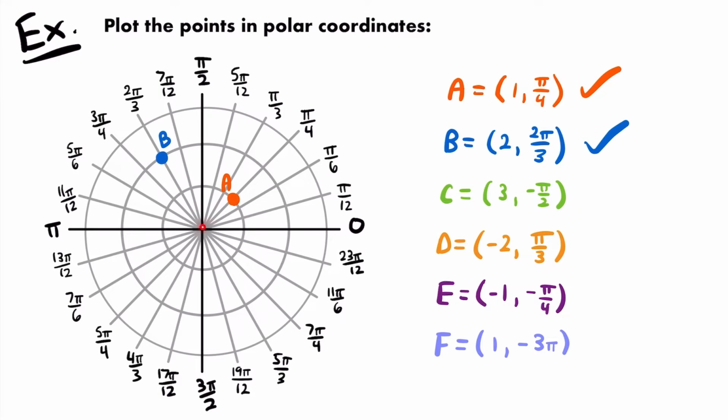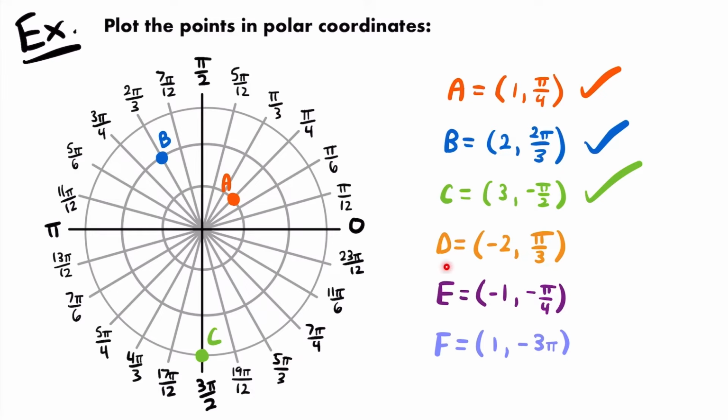All right, so we know that we're along this line, but then our radius is 3, so that means that we are going to be 3 units away from the origin. And so if we count our circles, we have 1, 2, 3, so our point C will be right here. That is the point 3 comma negative pi divided by 2. So now we've plotted C.